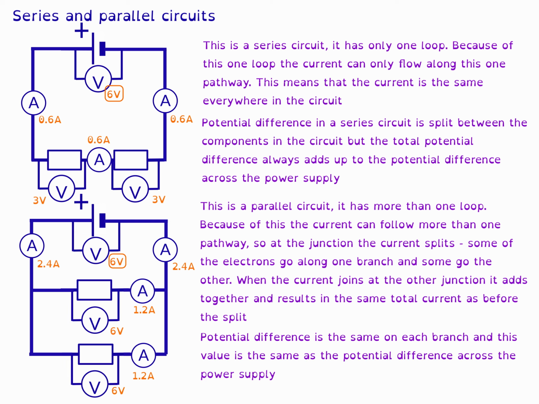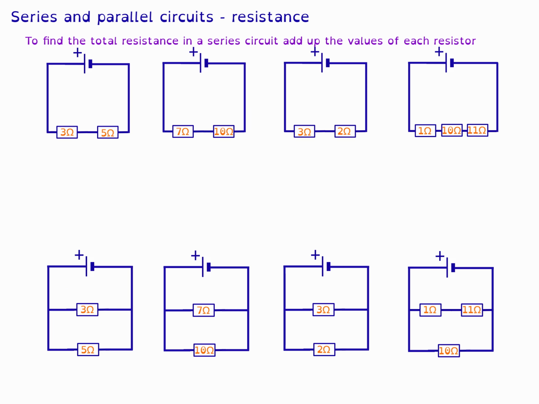To find the total resistance in a series circuit, add up the values of each resistor. So here we have series circuits, and we have resistors of value 3 and 5 ohms, and that gives a total of 8. Another circuit with resistors of value 7 and 10 ohms, which gives us a total resistance of 17 ohms in that circuit.